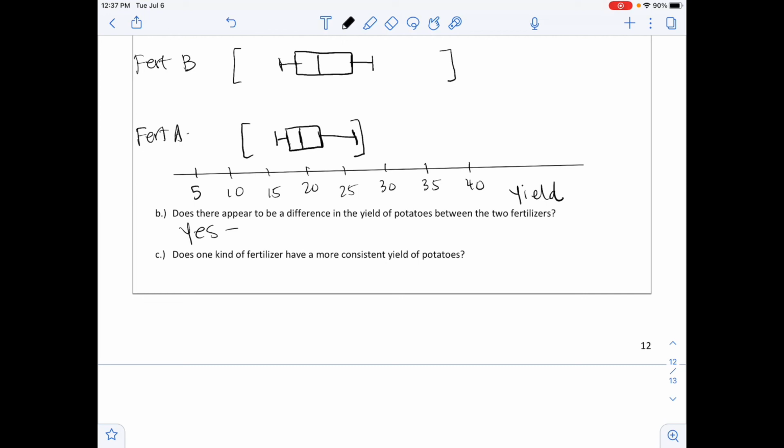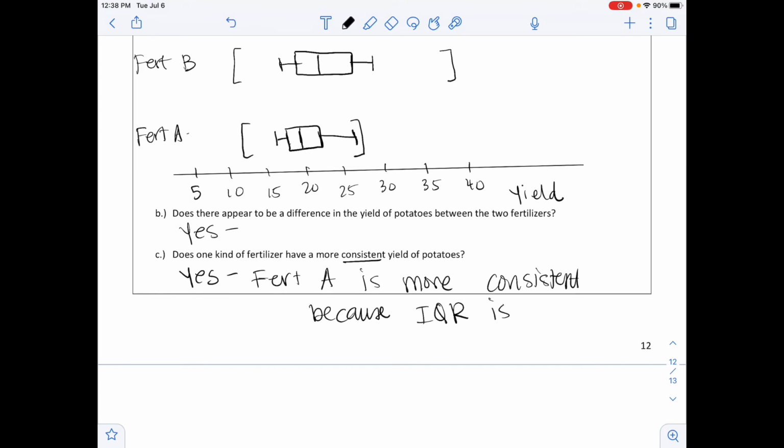Part C says, does one kind of fertilizer have a more consistent yield of potatoes? And we'll say yes. Consistent would mean that it wouldn't be so dispersed. And so looking at this, you would say fertilizer A is more consistent. And we could say because the IQR, our interquartile range, is smaller. And again, like we saw with those histograms and matching with the box plots, when the data is more dispersed, it has that wider IQR.